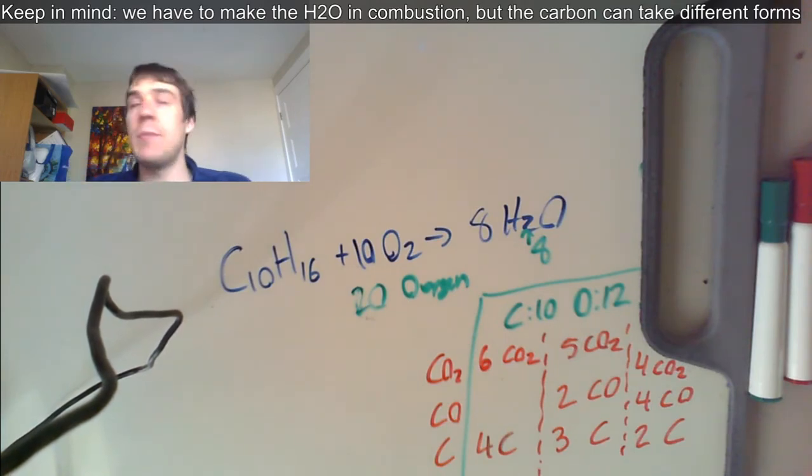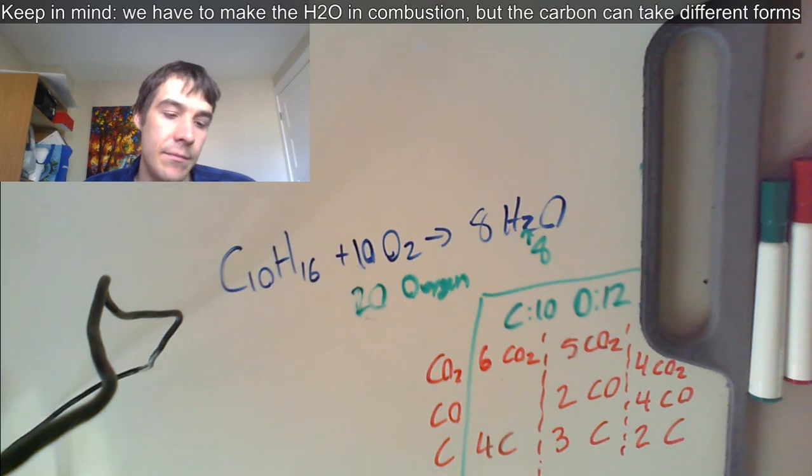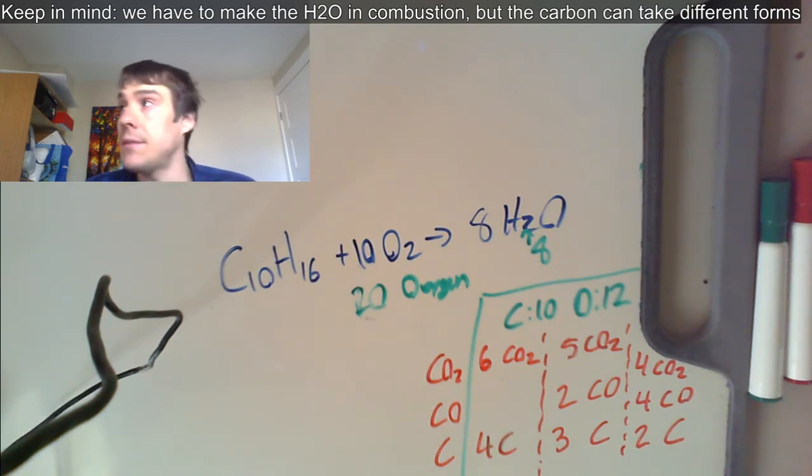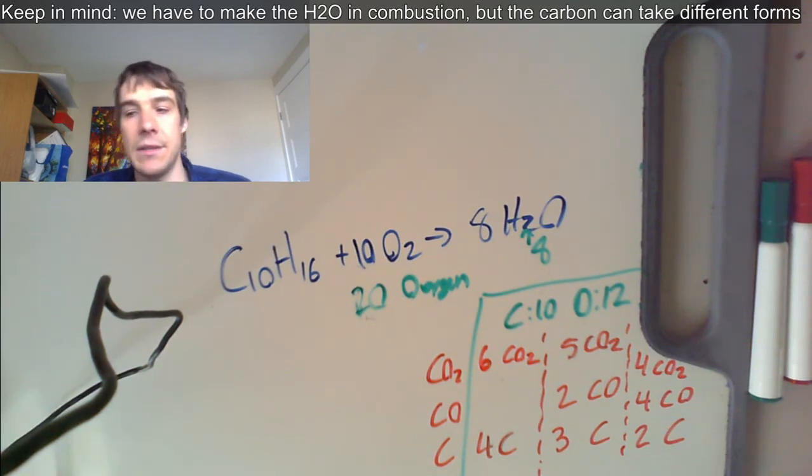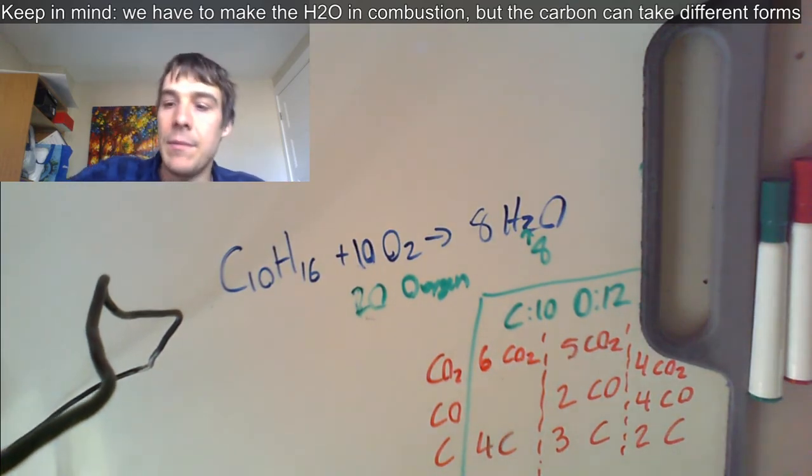The more CO2 you make, the more energy you release from your combustions. So we want complete combustion for maximum energy, and also because it doesn't create any carbon monoxide, which is poisonous. And it doesn't make soot, which is not great because it gets everywhere, it's black, it gets on surfaces, and it can screw stuff up.